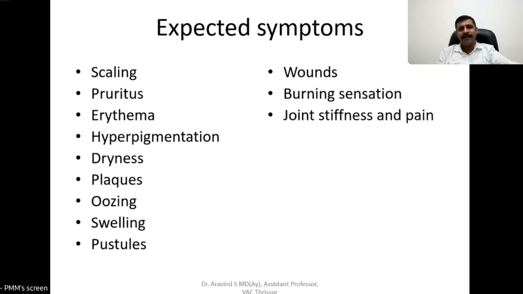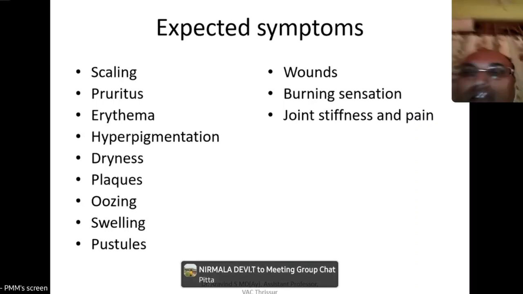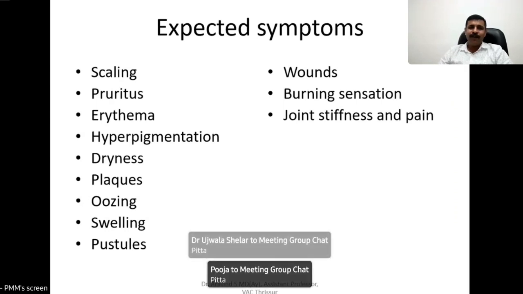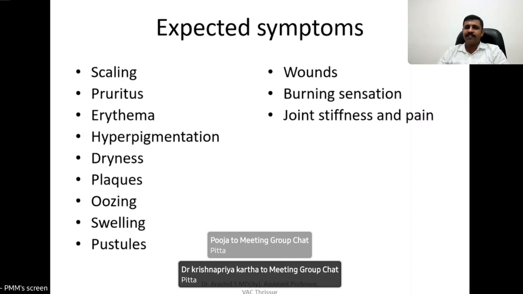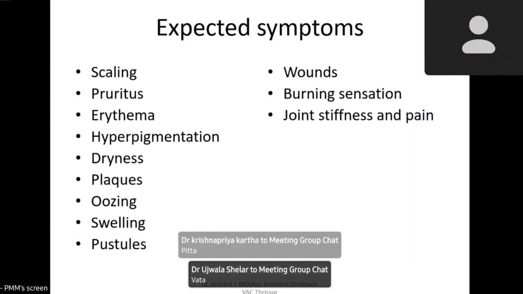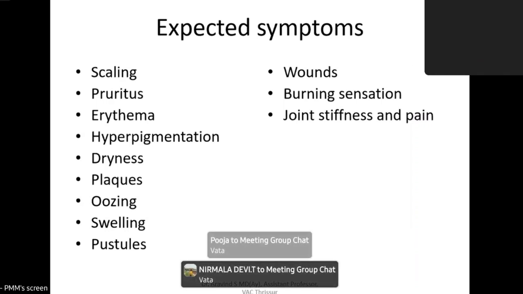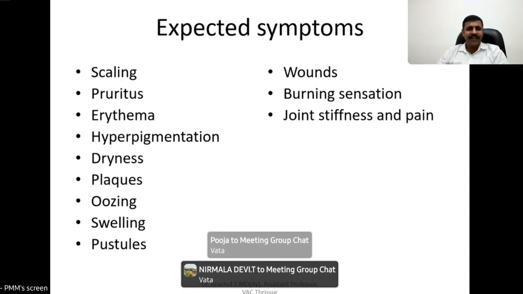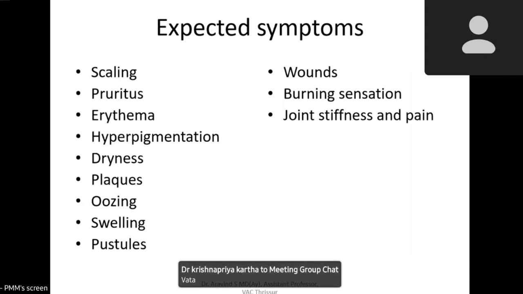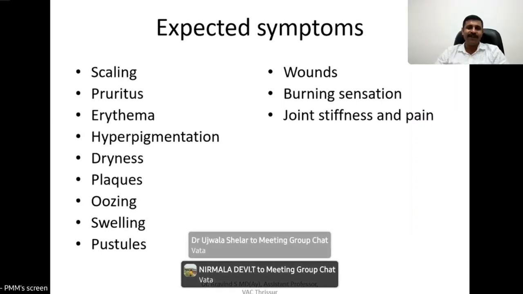Now, next is erythema. Can you say which dosha will be present in erythema? Pitta dosha. Definitely, doctor. It is Pitta pradhana itself. Now, next is hyperpigmentation. There is blackish discoloration. Blackish discoloration will be due to which dosha? Vata dosha. Exactly. Very good. Vata dosha is the one. Next one is dryness. Obviously, what will be the dosha? Vata itself. Correct. I'm very happy that more doctors are participating in this session. That is very good.